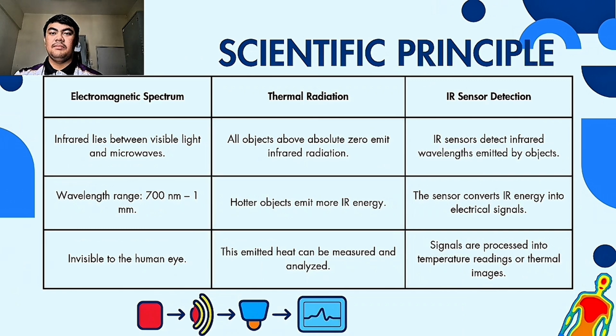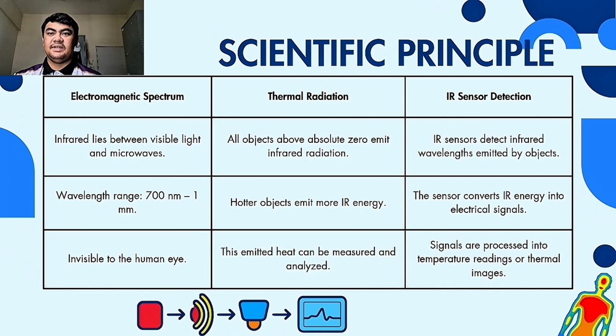To understand more about infrared technology, we need to look at the three important scientific principles. First, infrared radiation is part of the electromagnetic spectrum. It is located between visible light and microwaves. The wavelength of infrared radiation is around 780 nanometers to 1 millimeter. Because the wavelength of infrared radiation is longer than visible light, infrared radiation cannot be seen by the human eye.